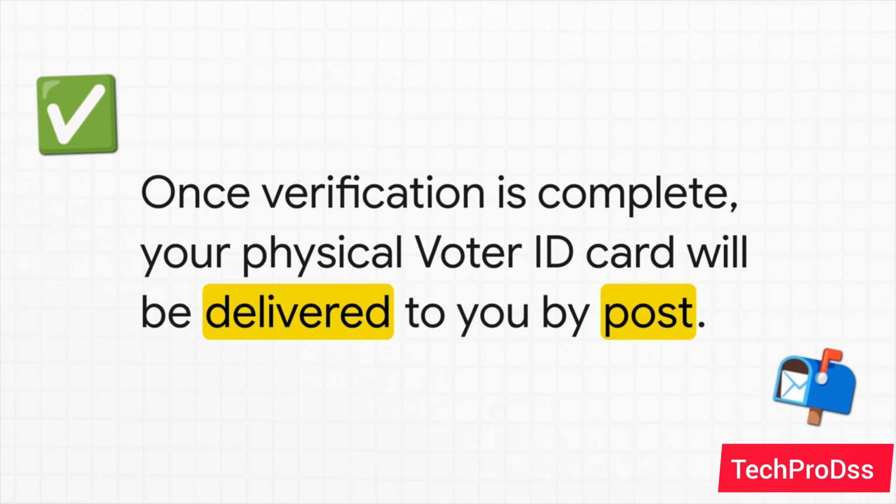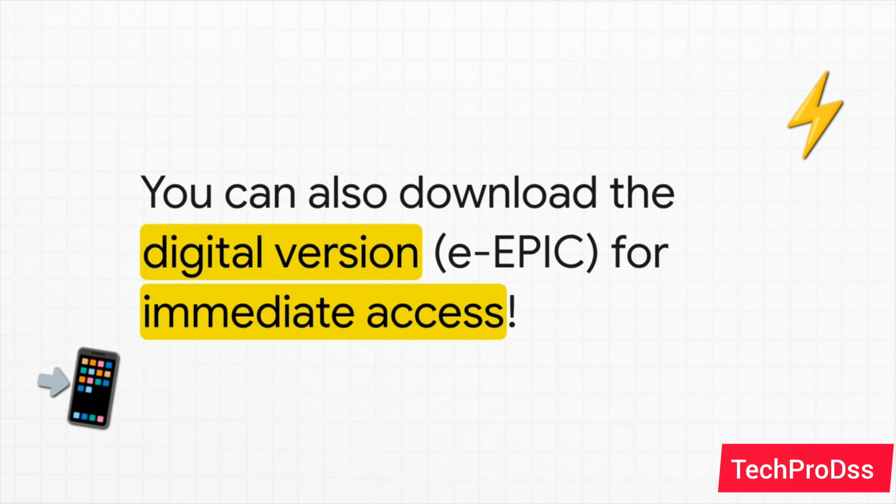So where does your application go from here? Well, it gets sent to an official called a BLO, which stands for Booth Level Officer. This person is assigned to your local area, and their whole job is just to verify your details. This usually just means they'll make a quick visit to the address you provided to make sure everything you submitted is accurate.